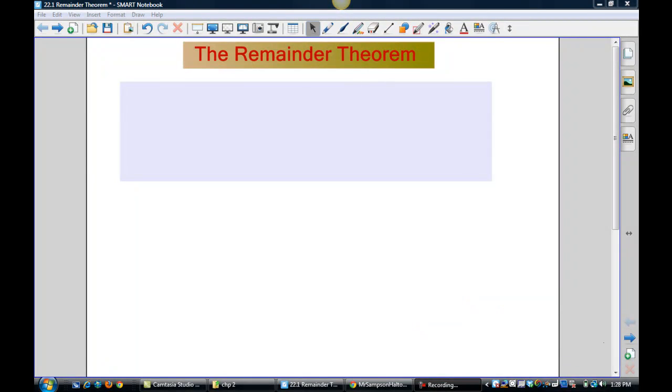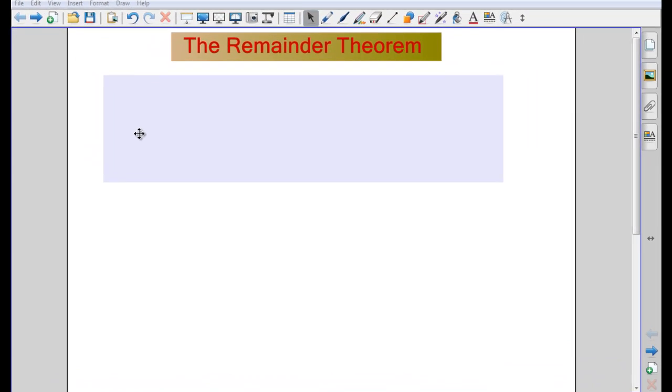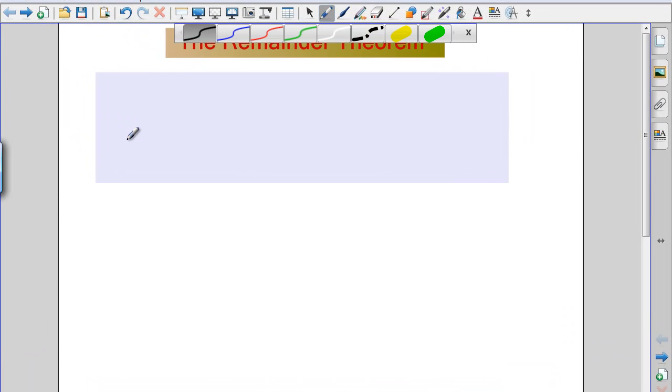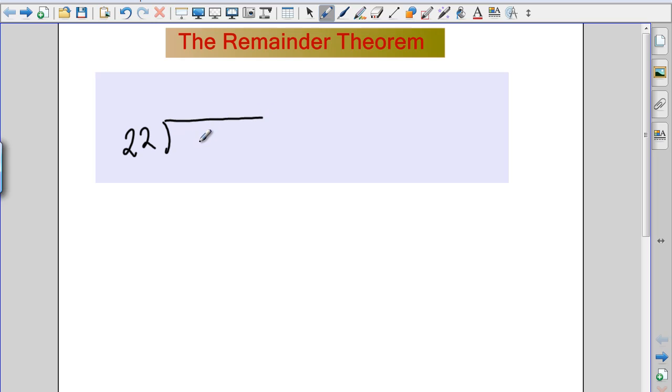Hello and welcome. This is a lesson on the remainder theorem, introduction to chapter 2. The remainder theorem is used to do exactly that, find the remainder when you are dividing. Let's take a look at a question you've done before where we are asked to take 22 and find out how many times it divides into a number like 753.